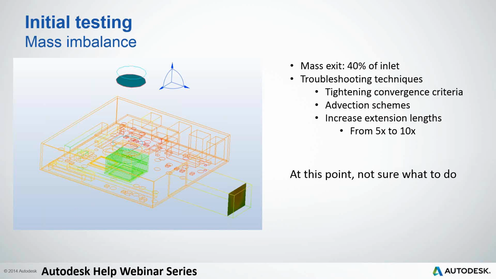what was going on. So I actually had on the exit side 40% of the mass going in on the inlet. And that is a huge red flag, not even close. I don't think recirculation would do that, but I wasn't sure what was going on.